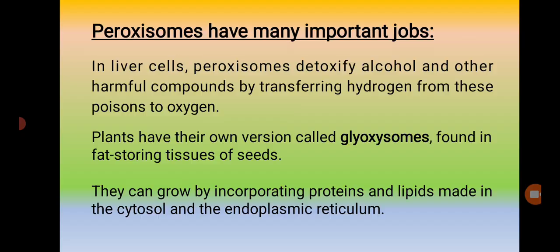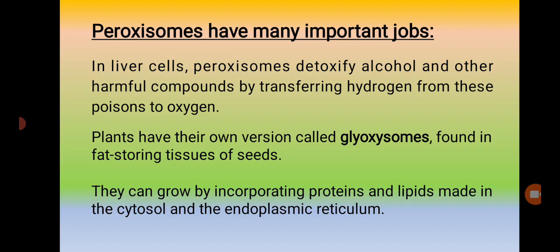Next we'll move on to the very important jobs of peroxisomes. Some break down fatty acids into smaller molecules that are transported to mitochondria for energy production. In liver cells, what happens? Peroxisomes detoxify alcohol and other harmful compounds by transferring what? Hydrogen from these poisons to oxygen.